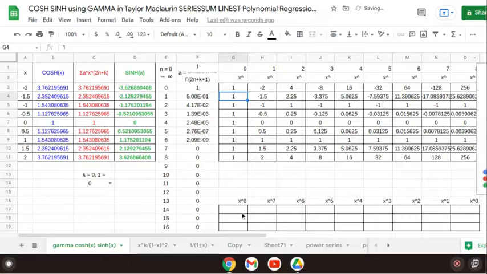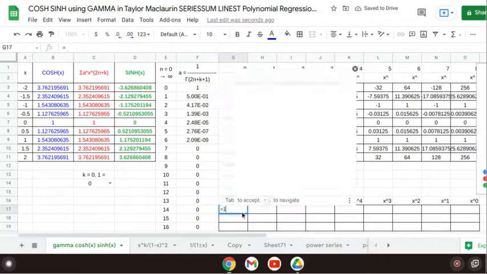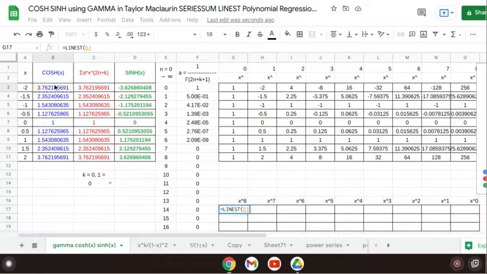Now we can use Linest. Linest for the hyperbolic cosine, that's data y and data x. For the expansion, Linest data y and data x, and the hyperbolic sine, Linest data y and data x, and enter.